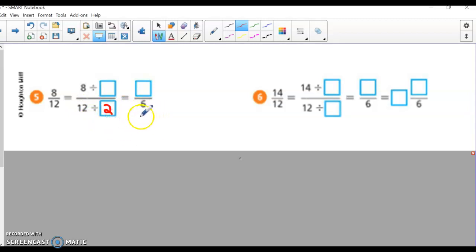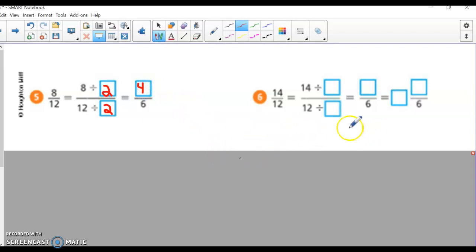Got me to 6. Well, if I do that to the bottom, I have to do the same thing to the top because really all I'm doing now is dividing by one whole. 2 halves, right? That's still one whole. Anything divided by 1 stays the same. So it's going to stay 8/12. It's going to look different though. So it'll be equal to 8/12. So what is 8 divided by 2? That gets me to 4.